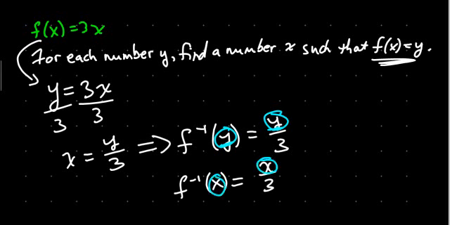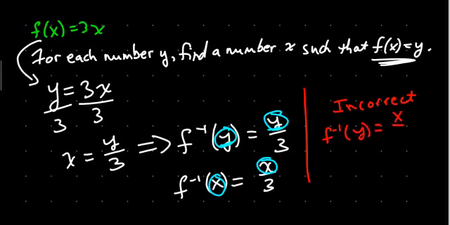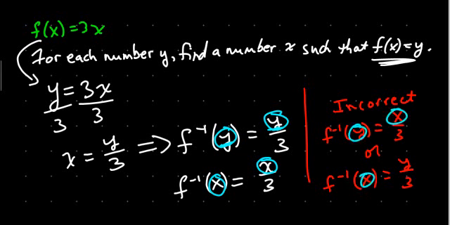What some students will do that's incorrect, let me put it in red here because this is incorrect, and lose points, they will say either one of these, f inverse of y equals x over 3, or f inverse of x equals y over 3. These have to match up, and in both of these cases they don't.